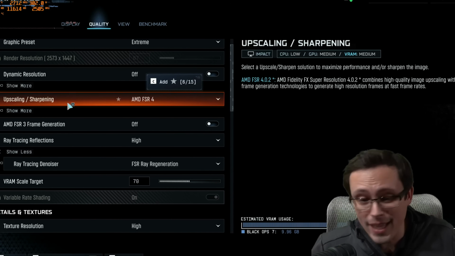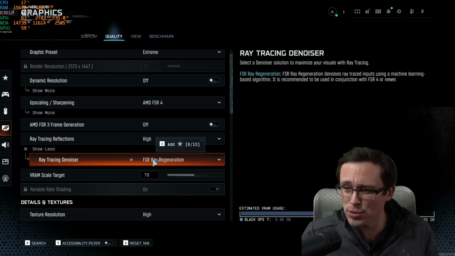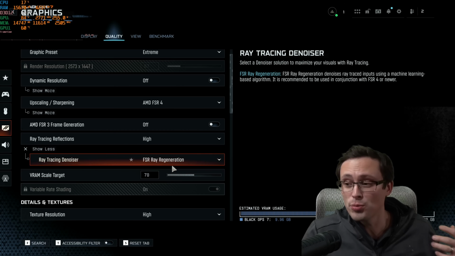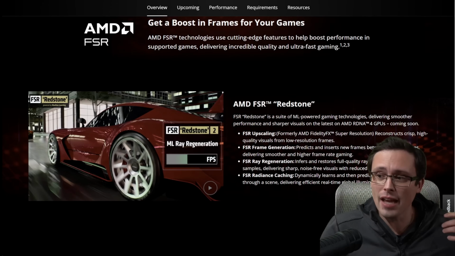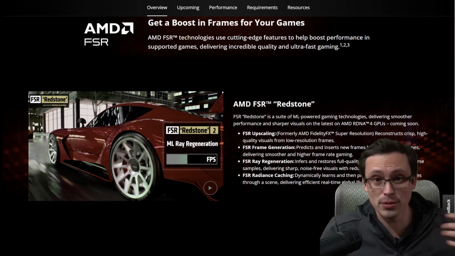I was about to go to bed, and then this happened. AMD has kind of shadow dropped. There was a little bit of a teaser this morning. FSR Ray Regeneration. Now, this is part of the FSR Redstone that AMD promised a second half of 2025 launch for.